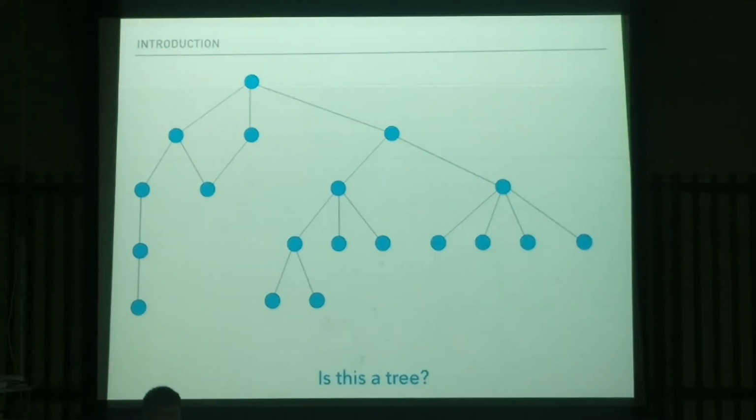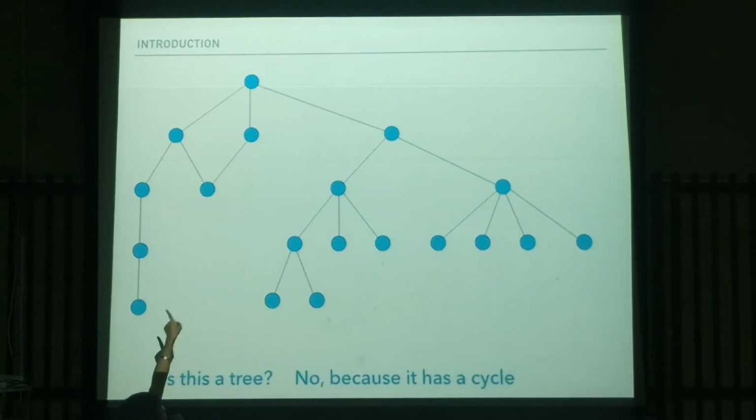So, also, in a tree, there should be only one path from one node to any other node. Kaso dito, there is something called a cycle. There is a closed loop in this structure. So this is not a tree.